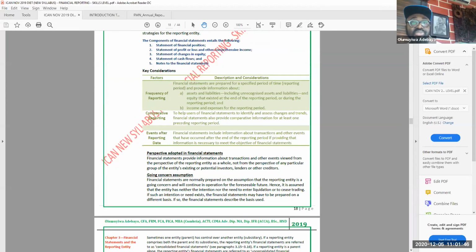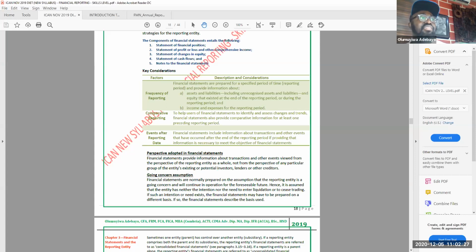Now, key considerations. Frequency of reporting, I've discussed that. Comparative reporting, we've discussed that. Events after the reporting date, you are still going to discuss that extensively under IAS 10. What that is saying is that certain events occur after the reporting date but before the financial statement was authorized for issue. Such events have to be analyzed into those that qualify as adjusting events and those that qualify as non-adjusting. And that will be discussed as a standard under IAS 10.